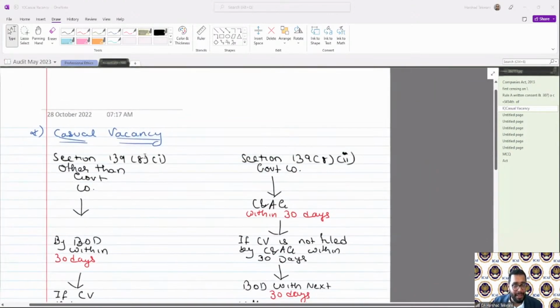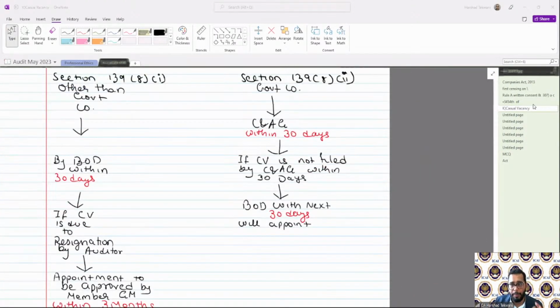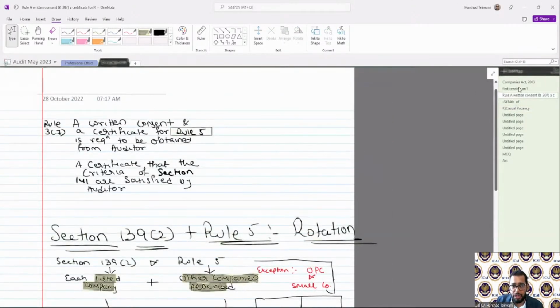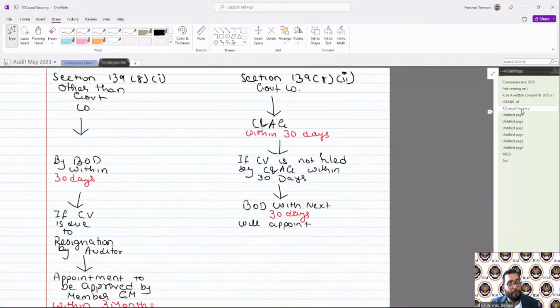Now these are the provisions for the appointment. A casual vacancy appointment can be done in case of a casual vacancy. Subsequent appointment can be done, where rotation is applicable. Then there is the first appointment that we saw. So these are the various types of appointments of an auditor, and these are the provisions applicable for those appointments.